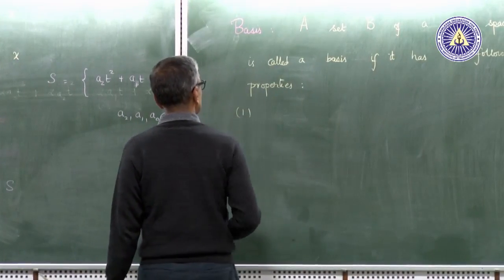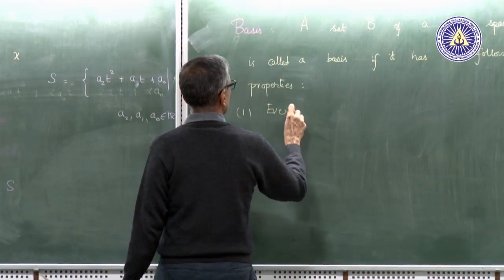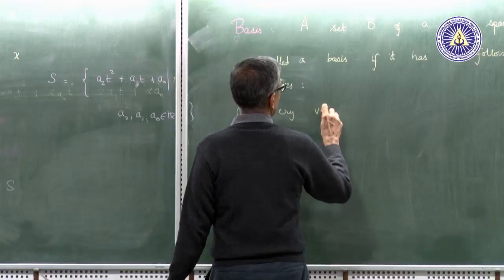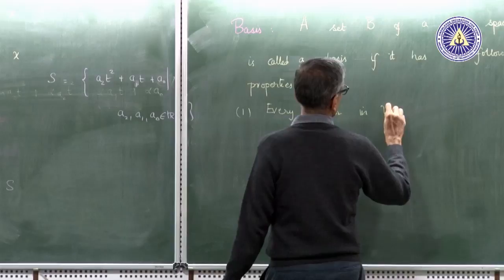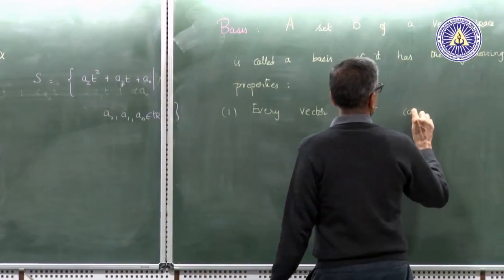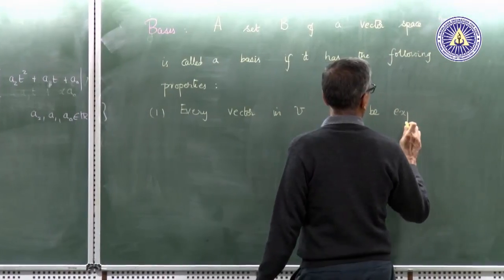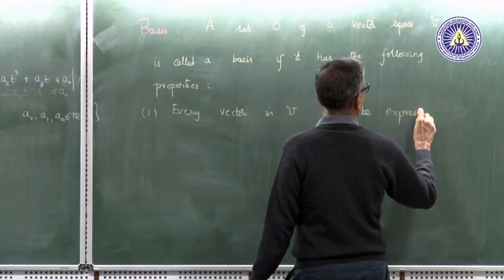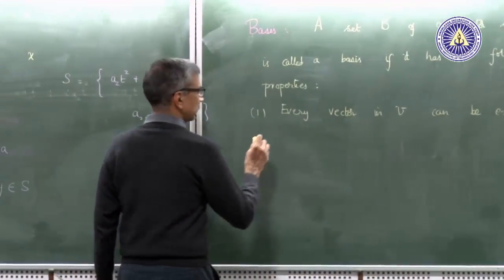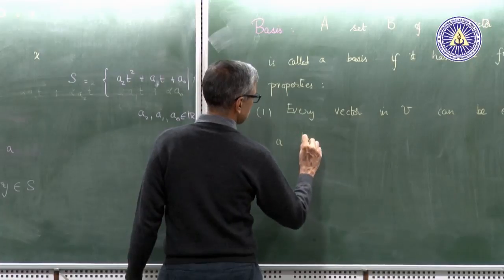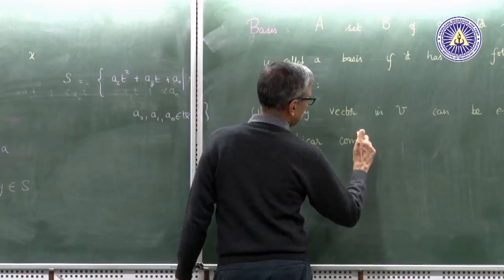One, every vector in V can be expressed as a linear combination of the elements in B.